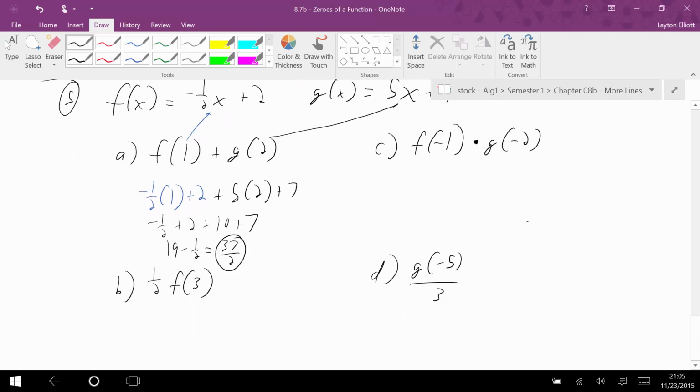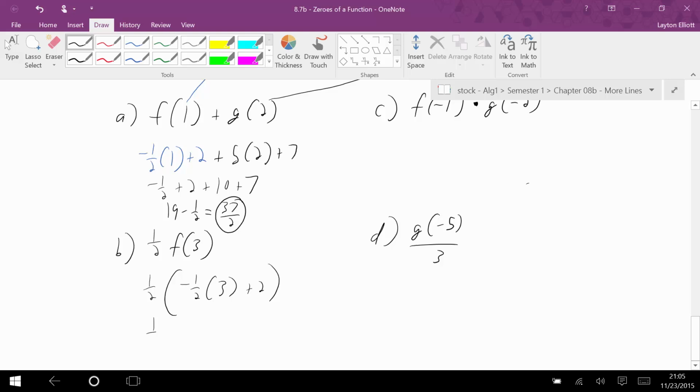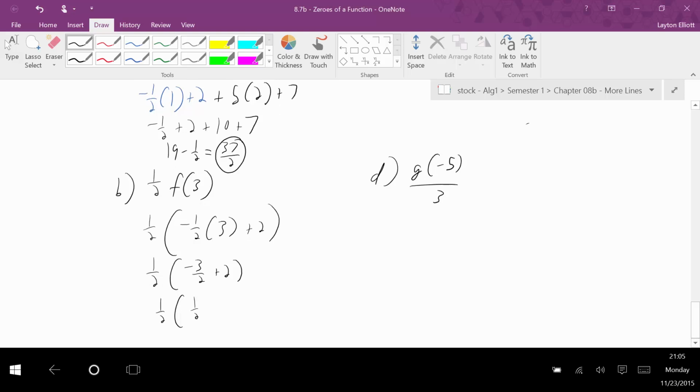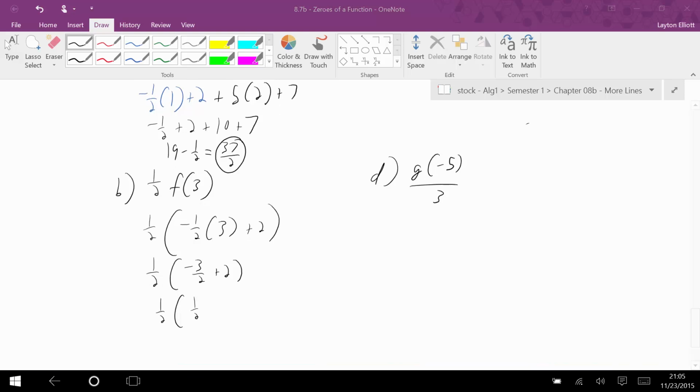Part B is to do 1/2 times f of 3. So this is 1/2 times negative 1/2 times 3 plus 2. I'm just literally plugging 3 into f of x and simplifying this. 1/2 times, this is negative 3 halves plus 2. Oh, I didn't want to expand that. Let's get that back down. Okay. Let's see, 1/2 times, sorry, this is negative 3 halves plus 4 halves, or 1/2 times 1/2, which is 1/4.